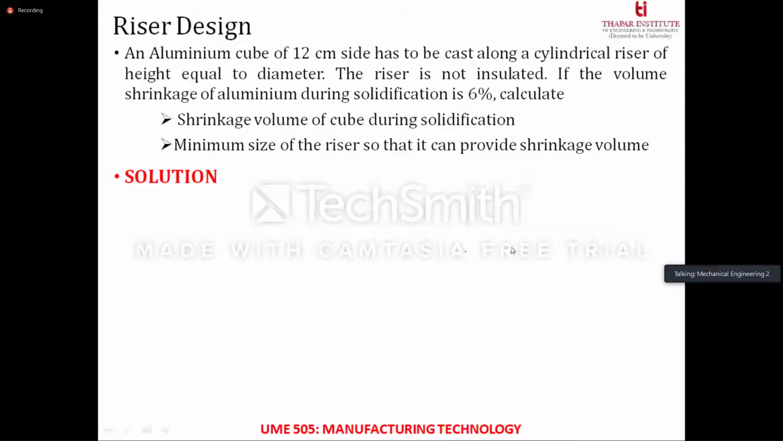So please take down this numerical. The numerical is pretty simple in its understanding. You want to cast an aluminum cube of 12 centimeter sides, and the riser that you are trying to use is a cylindrical riser whose height is equal to the diameter. The riser is not insulated.